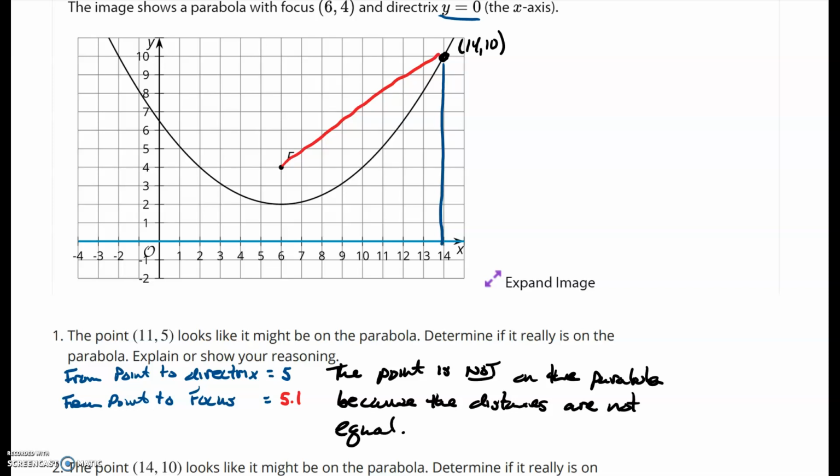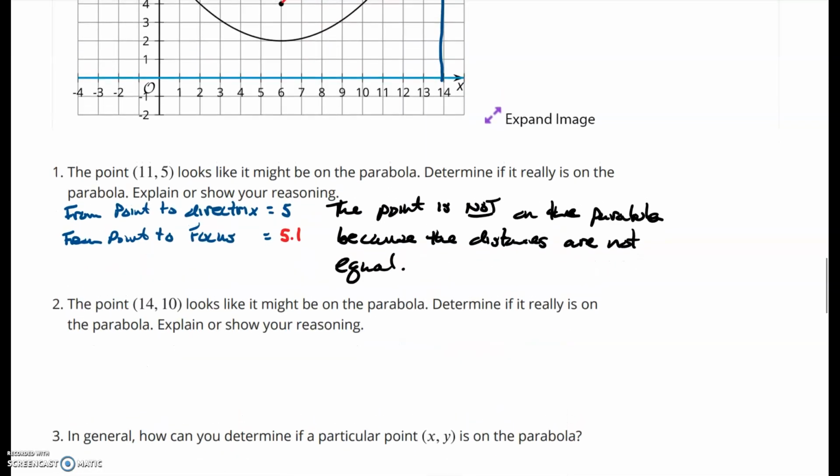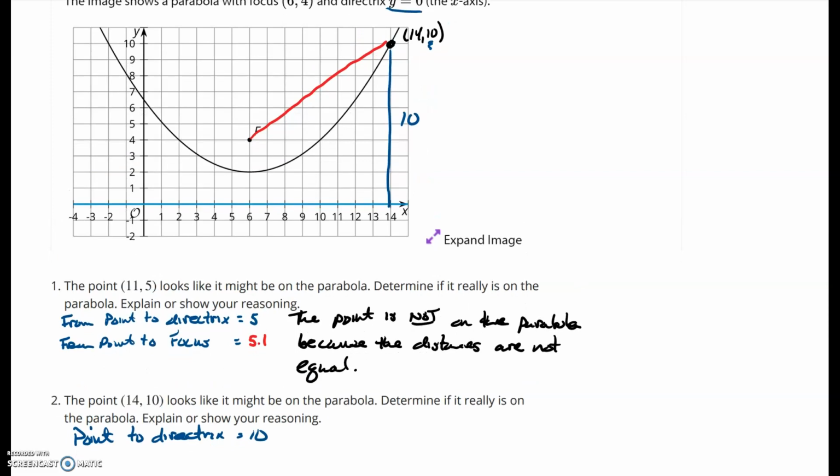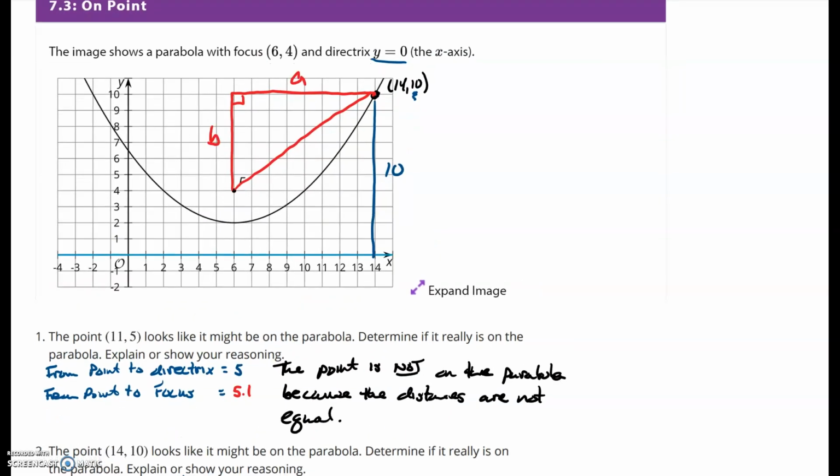So we'll first find the distance from the point to the directrix, and I notice that I've gone up from y equals 0, from the x-axis, up 10, so this distance is 10. So point to directrix is 10 units. Now I need to find the distance from the focus to the point. Okay, I'm going to create my right triangle again. I have my a distance, my b distance, and my c distance.